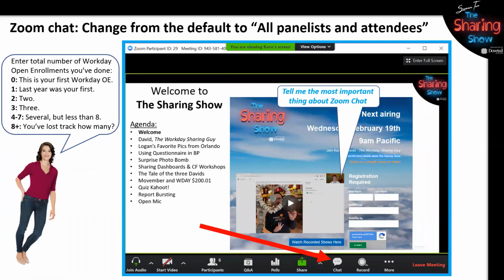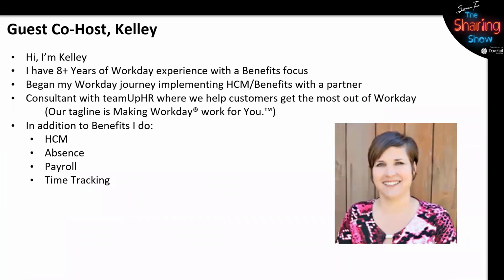And then I'm going to have you enter the total number of Workday open enrollments you've done. If this is your very first Workday open enrollment, just put 0. If last year was your first, 1. If you've done 2 or 3 or 4 through 7, but less than 8. And if you've lost track of how many open enrollments you've done with Workday, just put 8+, and we'll know you are a veteran.